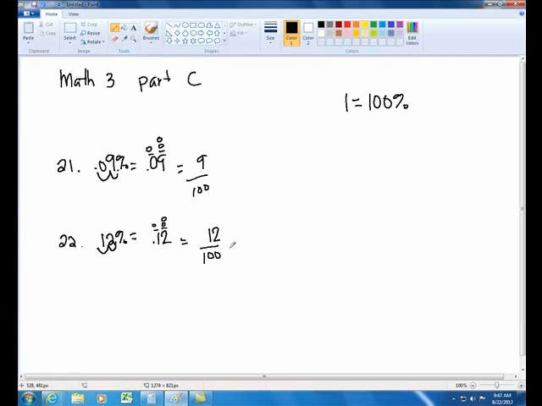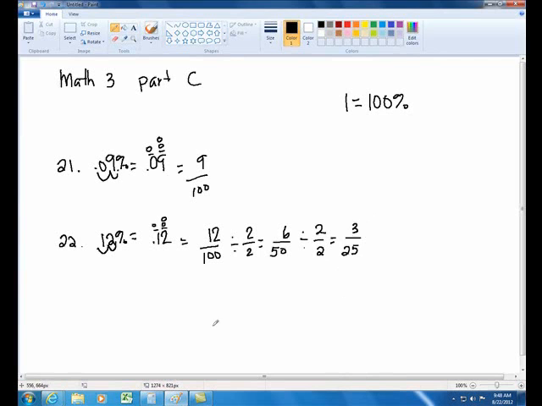Now, they're both even, so right off I know I can divide both the top and the bottom by 2. If I take 12 divided by 2, I get 6. If I take 100 divided by 2, I get 50. Now, they're still both even, so I know I can again divide them by 2. Now when I take 6 divided by 2, it's 3. And 50 divided by 2 is 25. 3 and 25 don't have a common factor, so I know now I'm at my lowest form. 3 over 25.